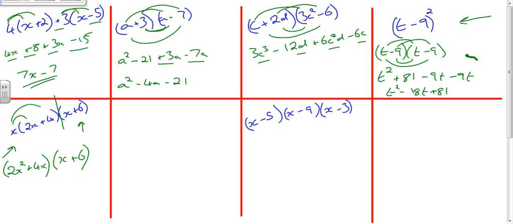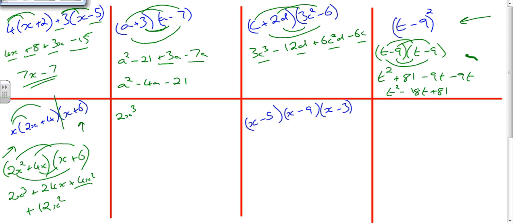And then we just use the smiley face method again. So 2x squared times x is going to be 2x cubed. Then you've got the right eyebrow, which is 4x times 6, which is going to be plus 24x. Then you've got the nose, which is plus 4x squared. You've got the mouth, which is plus 12x squared. And then if you simplify that, it's going to be 2x cubed. And then if you simplify these 2 bits, that's going to be plus 16x squared and plus 24x. And that's as simple as we can make that.